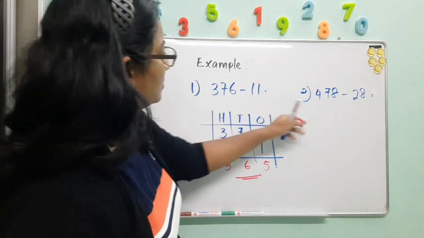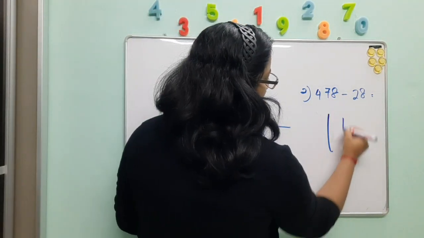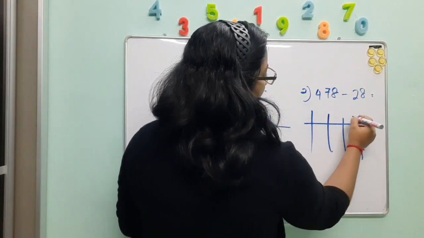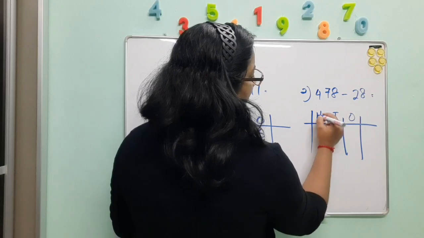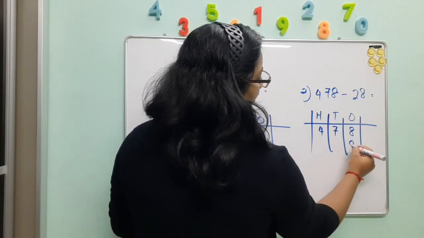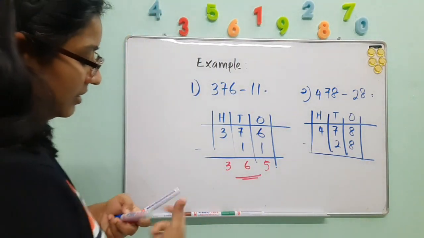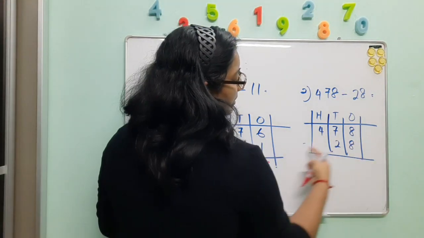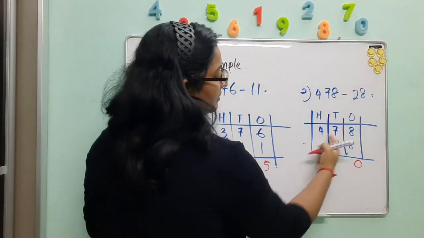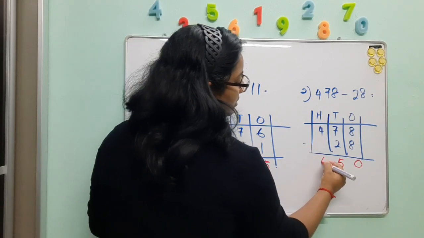Okay, same goes for question number 2. Ones, tens, hundred. Okay. 8 minus 8, 0. 7 minus 2, 5. 4 minus 0 is 4.